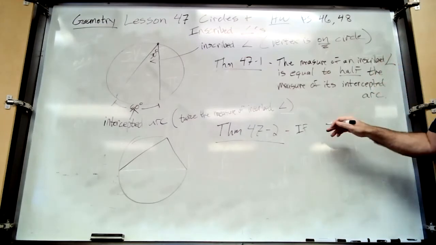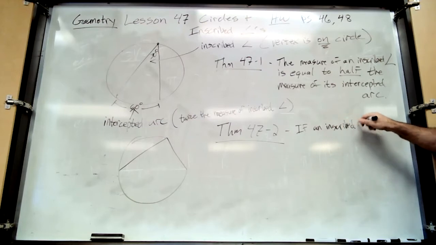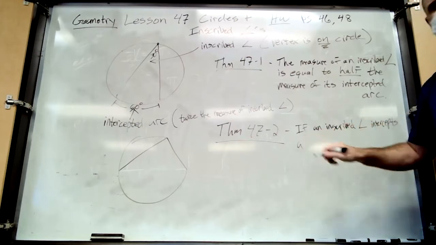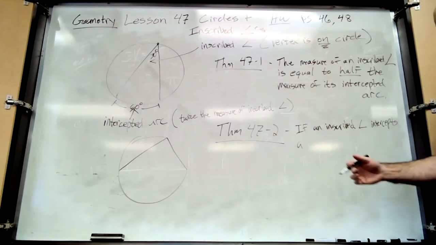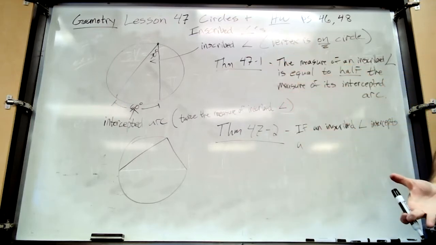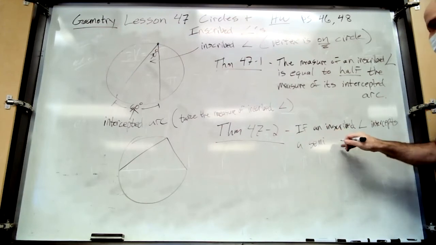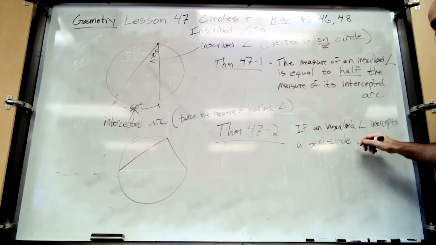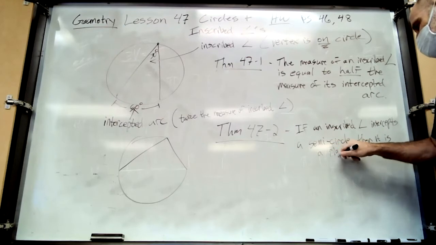Now here's why. Let's just write it out first. If an inscribed angle intercepts a semicircle, how many degrees is a semicircle? 180. And what's 1/2 of 180? 90. So that's why this seems more like a corollary. It's the same thing, it's just with a specific angle. So if an inscribed angle intercepts a semicircle, which is just a 180-degree arc, then that inscribed angle is a right angle.